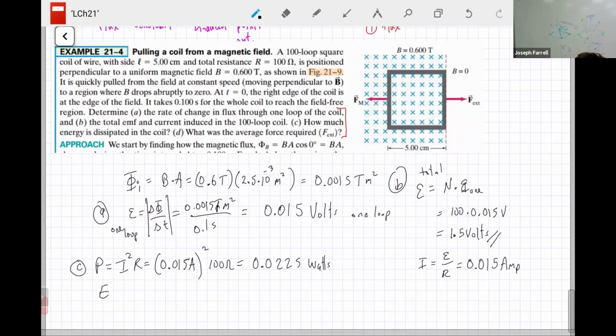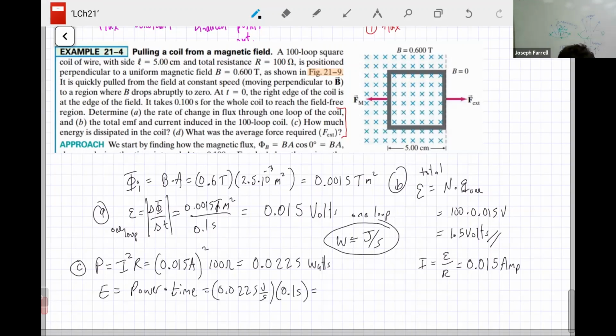The total energy is the power times the time, because hopefully you guys know a watt is a joule per second. That's how it works. So you multiply the watts times time, and that tells you how much total energy. So it's 0.0225 joules per second, multiplied by 0.1 seconds, because that's how long it's going, and we get 0.00225 joules. So 2 millijoules is what we're looking at.